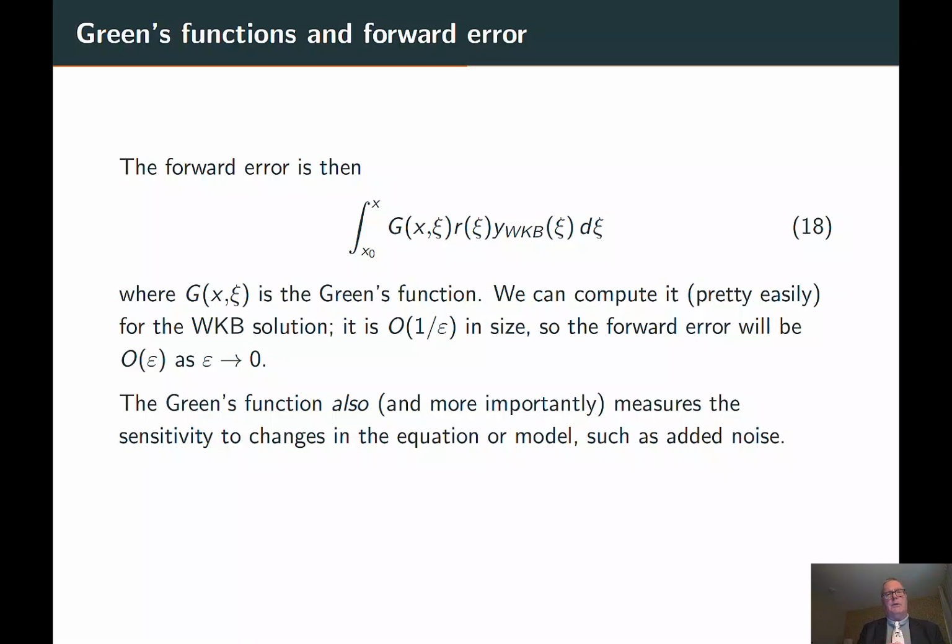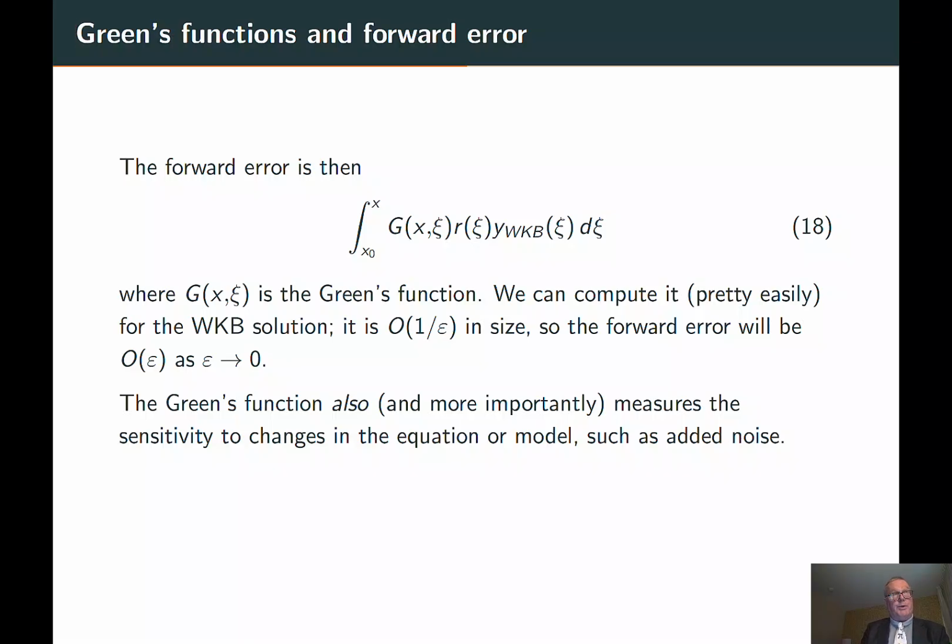And it turns out, and I don't remember seeing this observation anywhere, I don't remember seeing this observation in the book Bender-Orszag, that it's order 1 over epsilon in size. So the forward error will be order epsilon as epsilon goes to 0, not order epsilon squared like the residual. So somehow these problems are sensitive to changes, which is a useful thing to know.